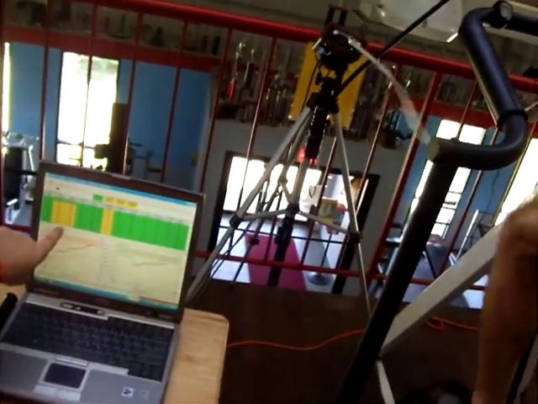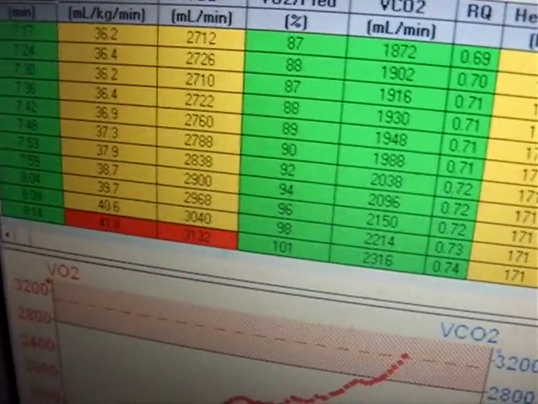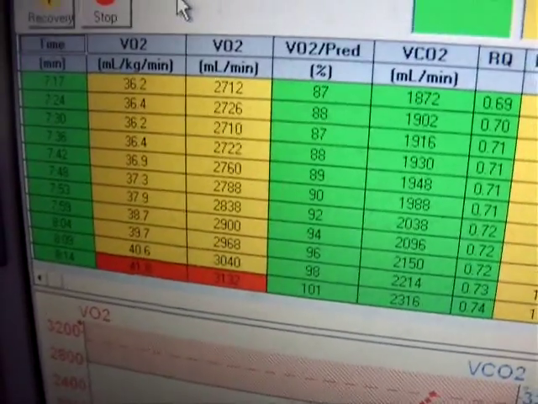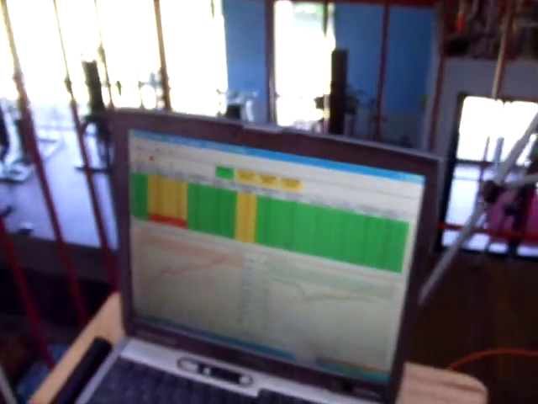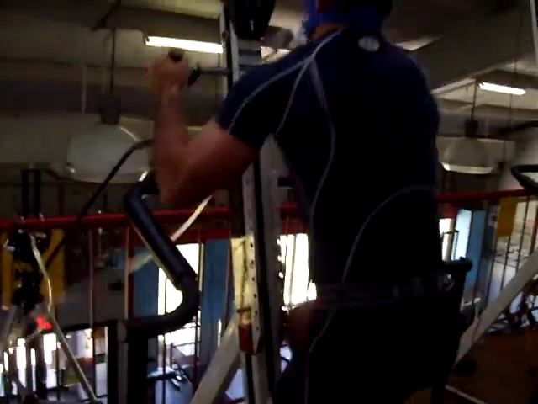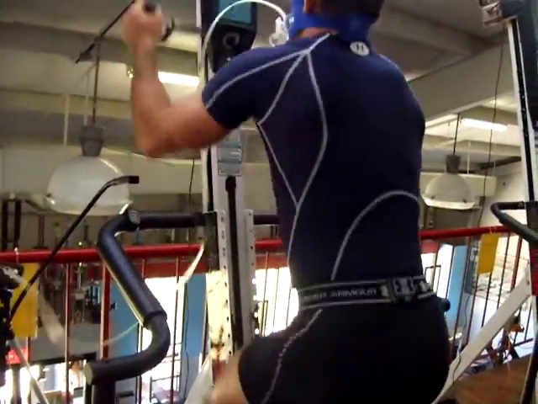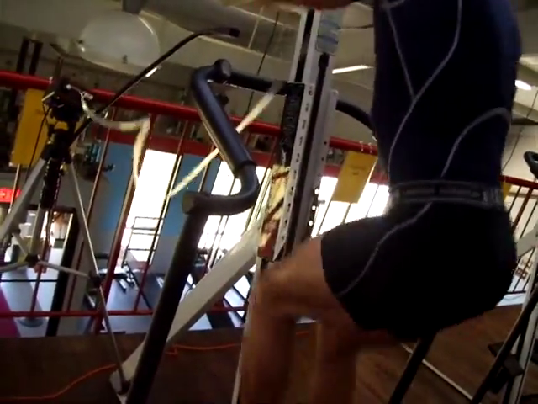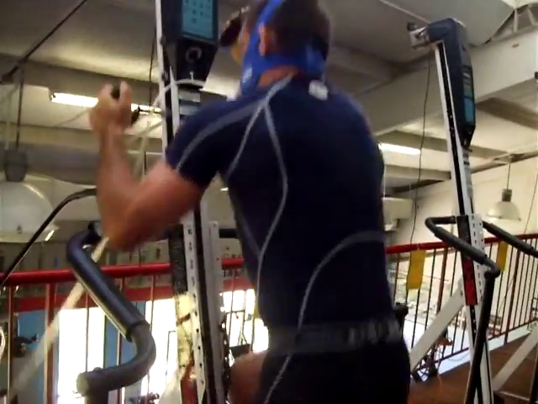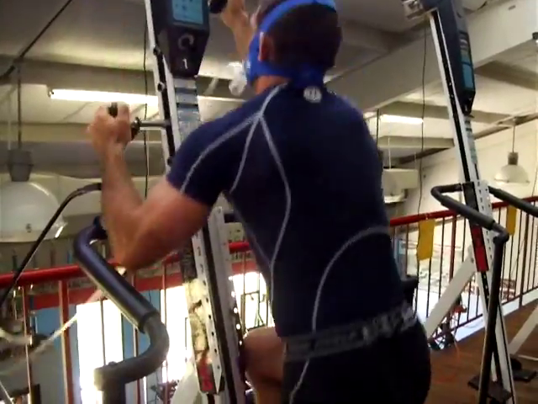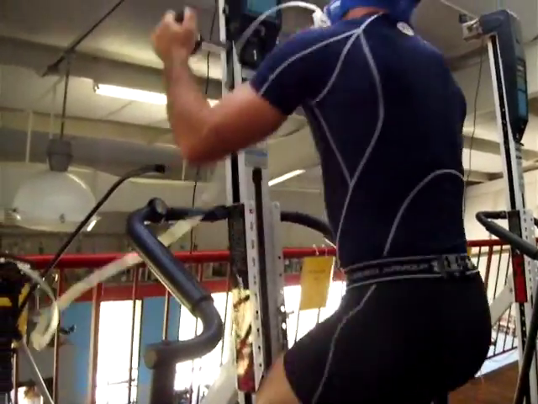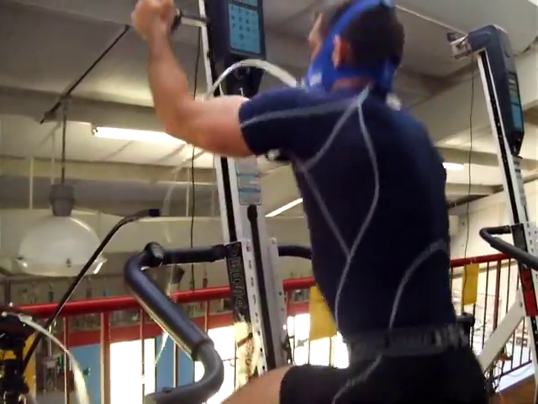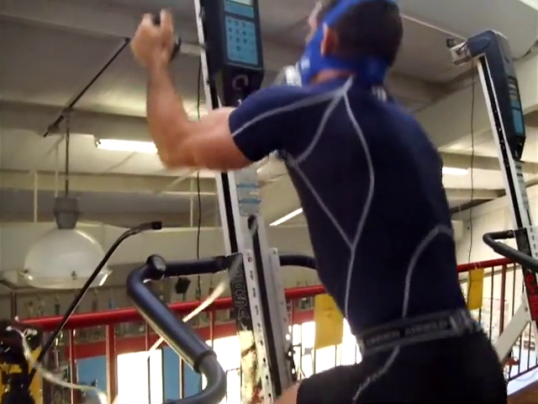He's at 39 milliliters. When he was doing the circuit training, he couldn't sustain it. He's at 41.8. You can see he's at a respiratory quotient of 0.77, which is still nowhere near muscle fatigue. That's why he can sustain it. 42.2, steadily going up.